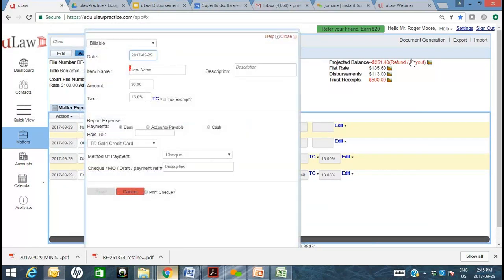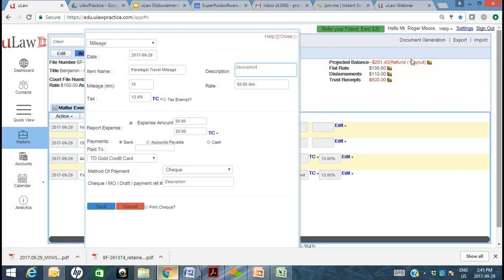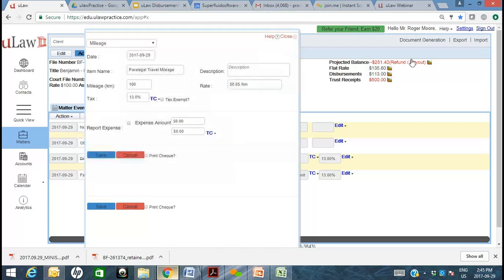I'll say our legal travel mileage, or lawyer travel mileage. Basically asking you, all right, how many kilometers did you travel, both ways or one way, whatever it was, and the amount you want to charge. So it's 65 cents a kilometer. Perfect. That's going to be $65, tax exempt. You're going to add the tax.